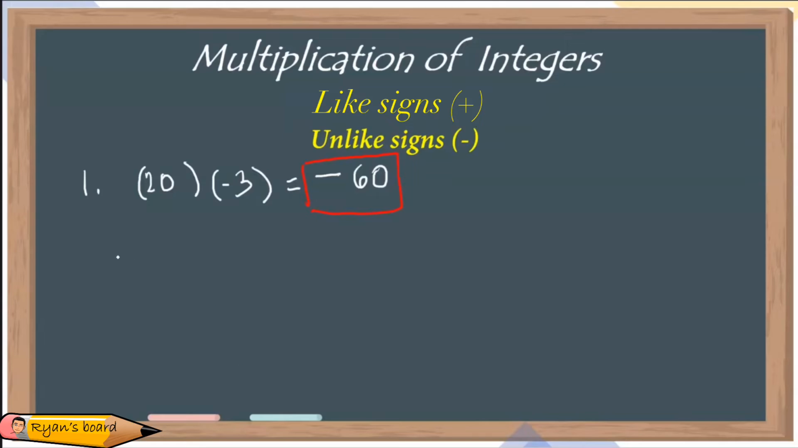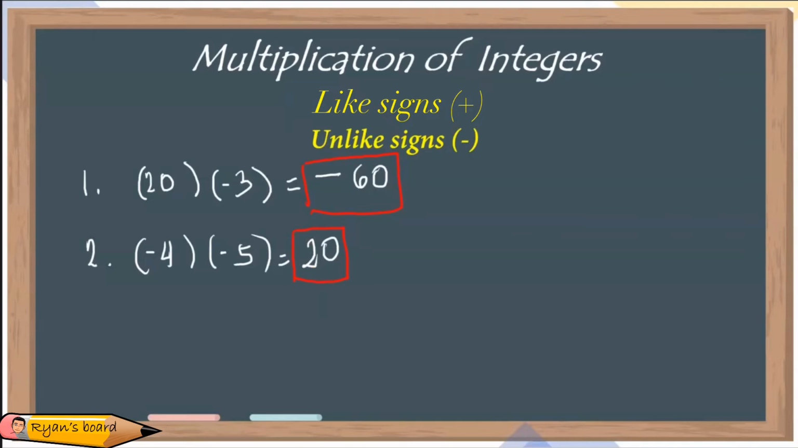Okay? Now, let's have another one. Let's say negative 4 times negative 5. Look at the given numbers. Negative, negative. So, therefore, like sign. The answer is positive. Pero, hindi na natin ilalagay yung symbol na plus, no? So, what is 4 times 5? That is 20. So, understood that the sign is positive, hindi mo na ilalagay yung symbol na plus.